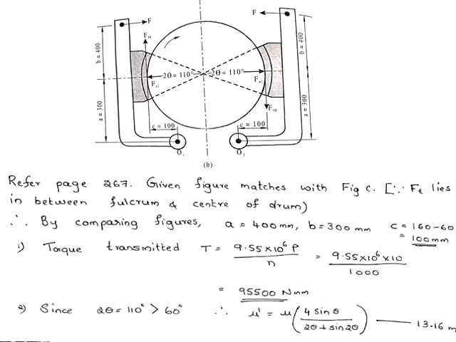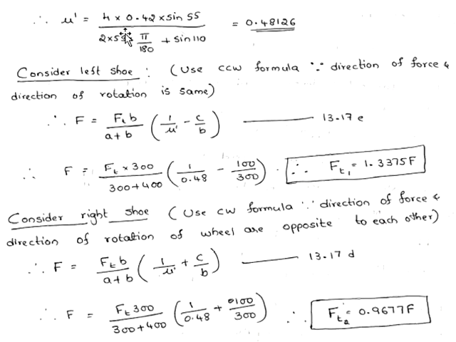Mu value is given in the question. Here in the bracket it is given that Ft lies in between fulcrum and center. It's a wrong sentence. Here it has to be fulcrum lies in between Ft and center of drum. Therefore, this figure matches with figure number C in the data handbook. So calculate mu dash now. After substituting all the values, remember here in the denominator theta should be in radians, so multiply by pi by 180. You will get mu dash value 0.48126.